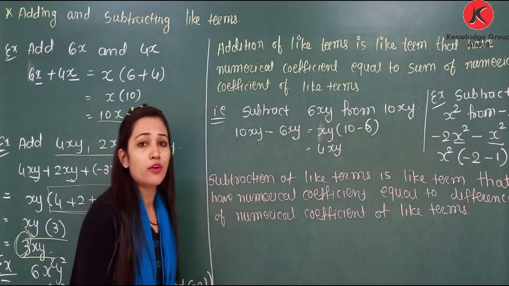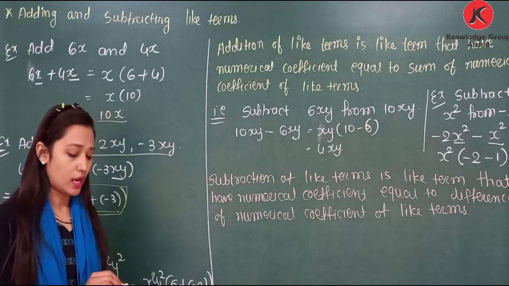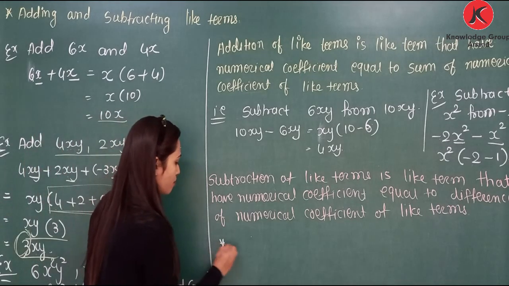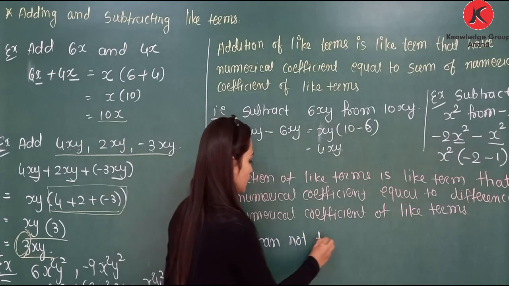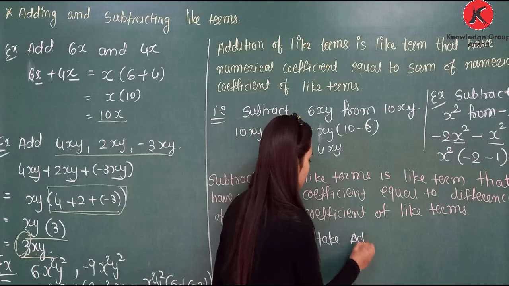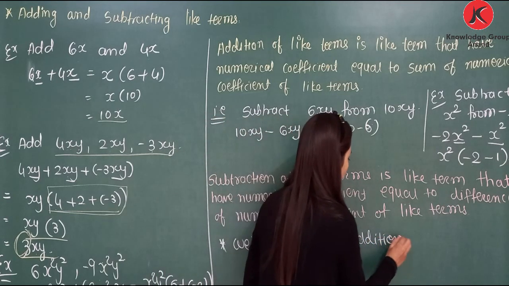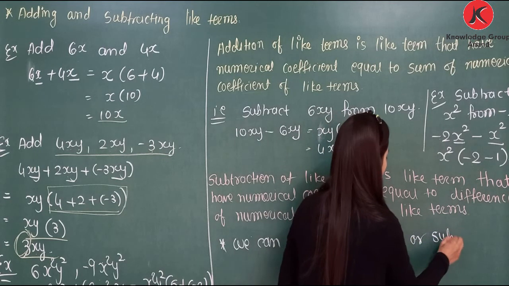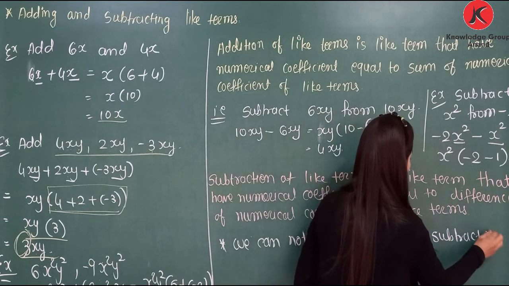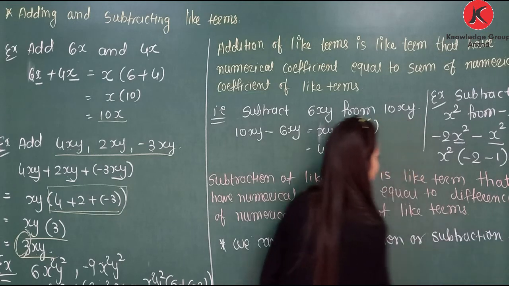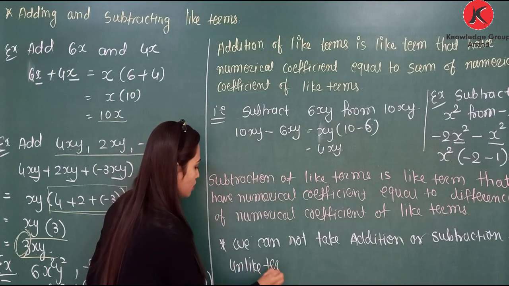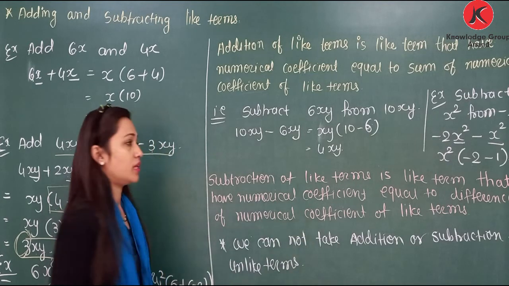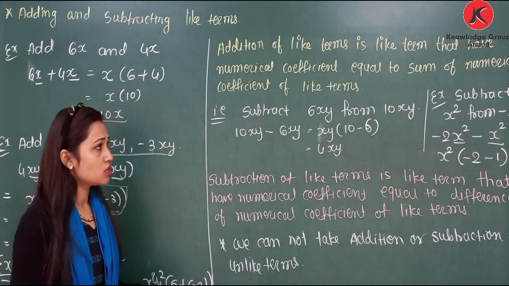We cannot perform addition and subtraction for unlike terms. So you need to remember, we cannot take addition or subtraction for unlike terms. If the terms are like, then only we can perform the addition or subtraction.